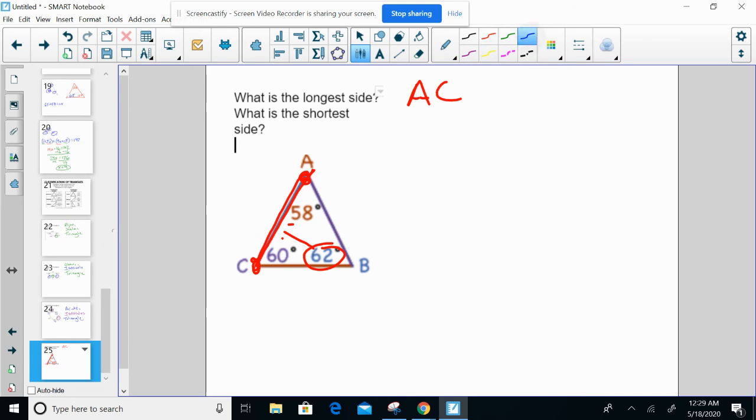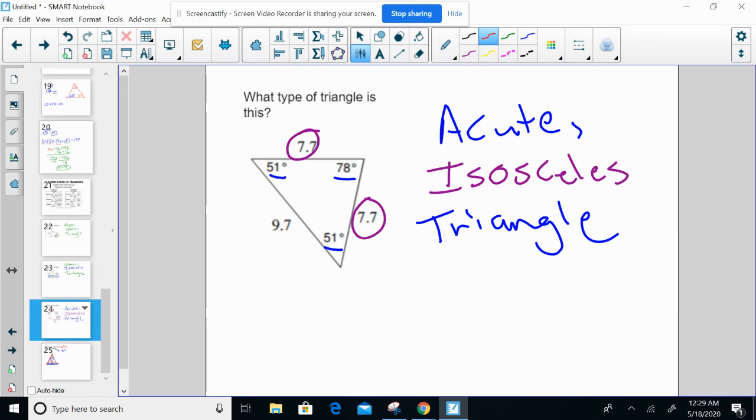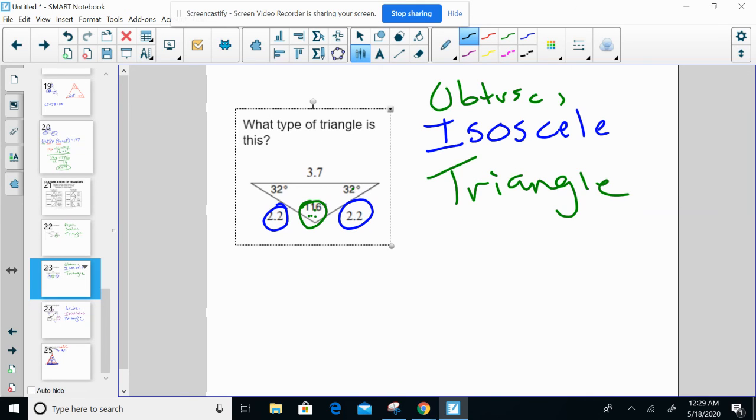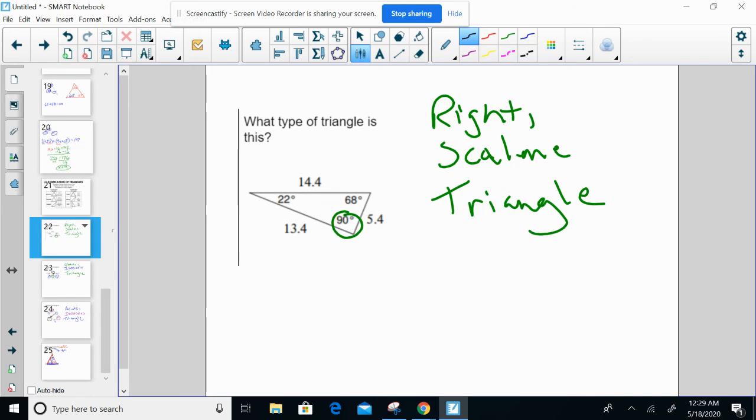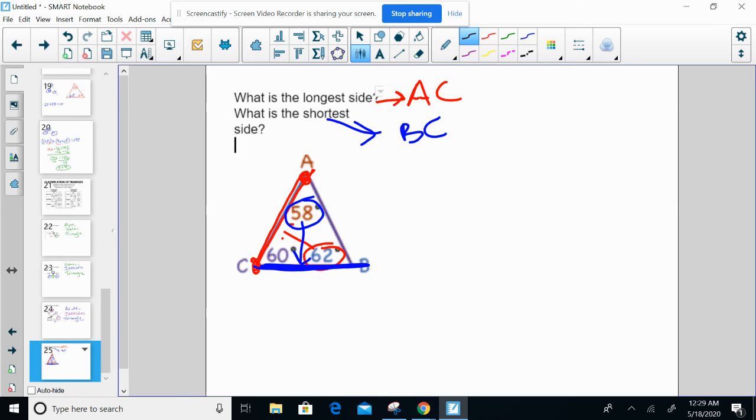Okay, where is our shortest side? We'll find the smallest angle, 58, and across from it is our smallest side. BC is our smallest side. AC, our biggest side. And you can take notice of that in all of our previous examples. Check it out. What's the biggest side here? Our biggest angle is 78. It's across from the biggest side, which is 9.7. 116 is across from our biggest side, which is 3.7. And our biggest side here is 14.4. So it's always the biggest side is across from the biggest angle, and the smallest side is across from the smallest angle. All right.